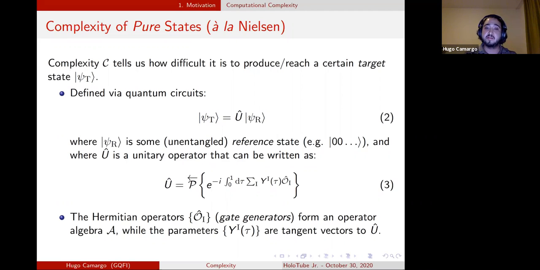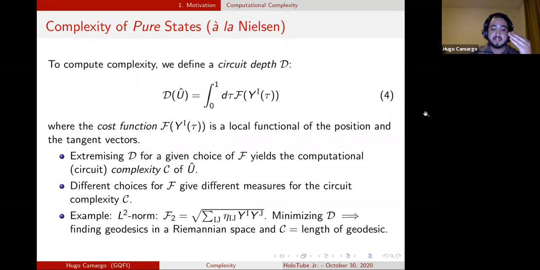Now, typically, when people talk about complexity, we fix the reference state to be something that is rather simple, say, for example, a spatially unentangled state, much like this. But in principle, it can be whatever state one chooses it to be. And now, once we have this circuit and once we have this reference and target state, we need to define a depth of the circuit. How long is this circuit?